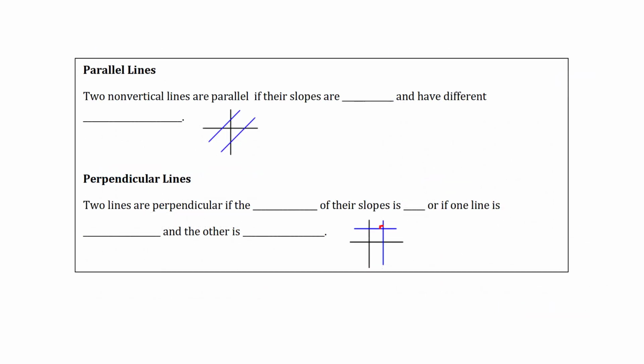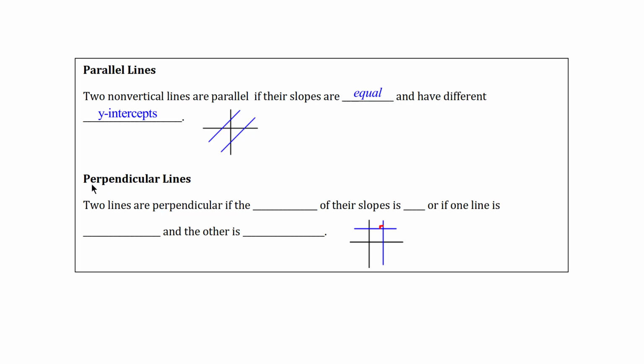Next, we're going to go over 2 definitions. First, we have the definition for parallel lines. Here it states 2 non-vertical lines are parallel if their slopes are equal and have different y-intercepts. In the illustration, you can see that we have an example of 2 parallel lines.